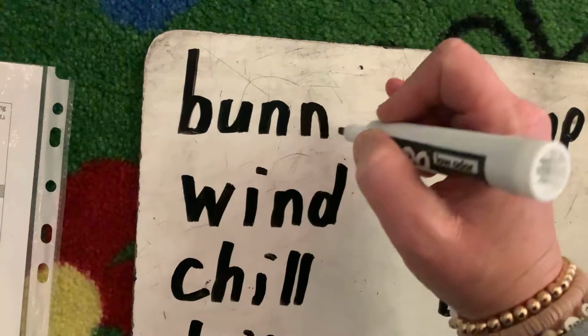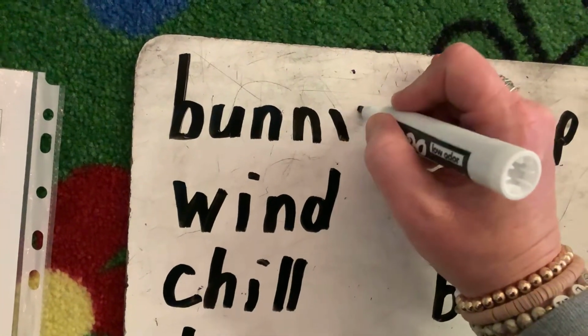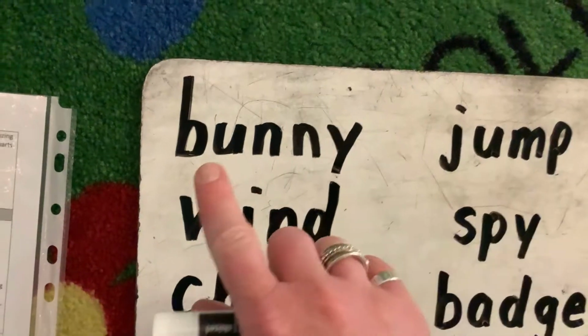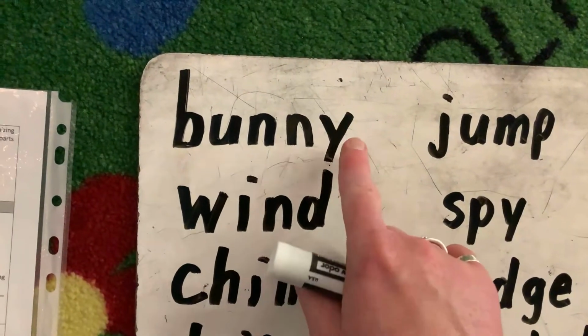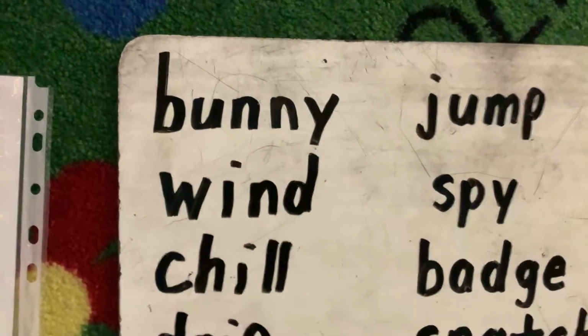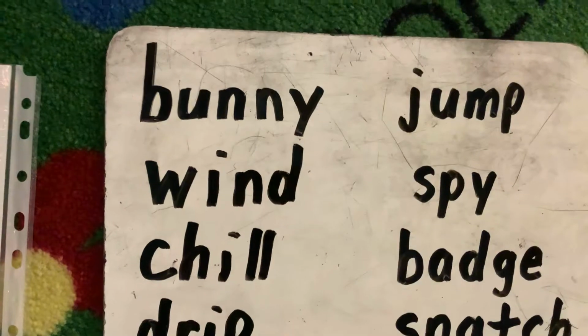I hear that n, bun, knee. I'm not writing an E, remember? In a two-syllable word, Y says E. I've got two vowel sounds, so that makes it a two-syllable word, bunny.